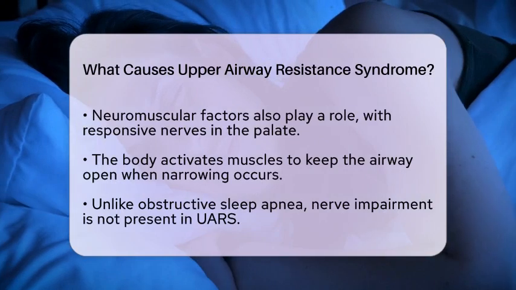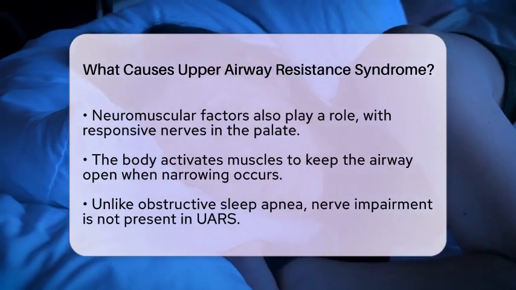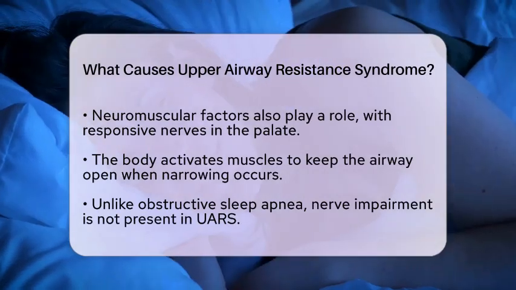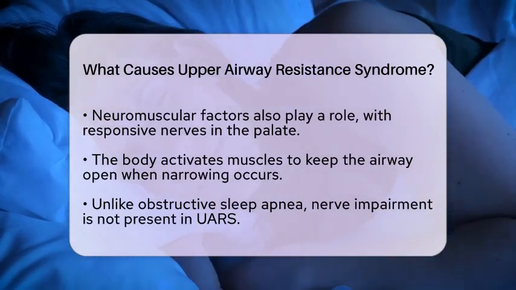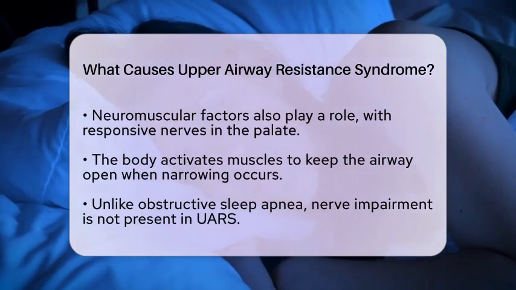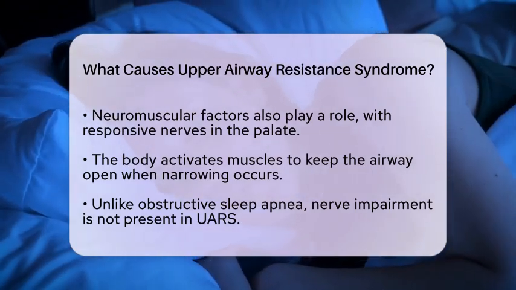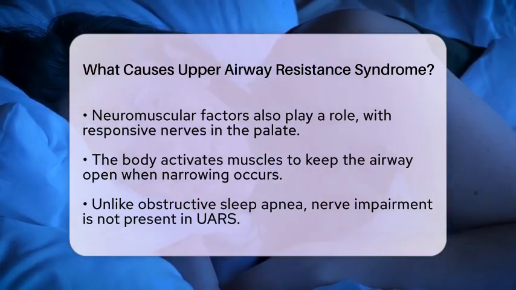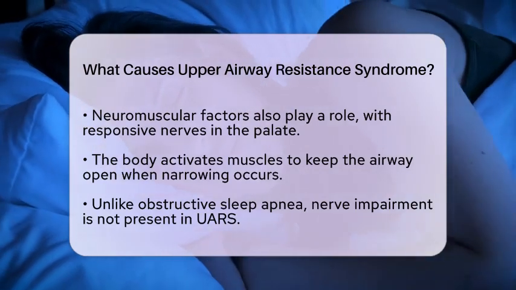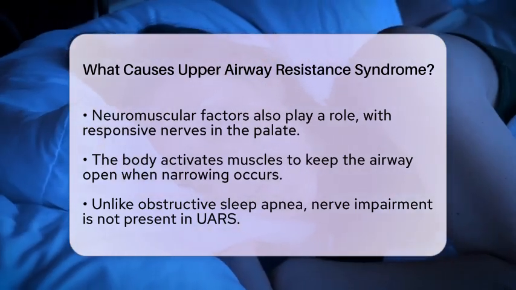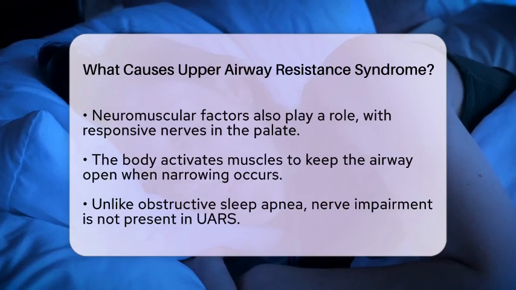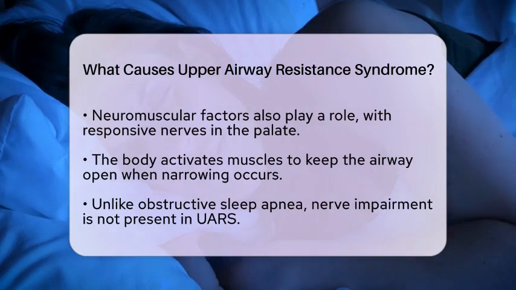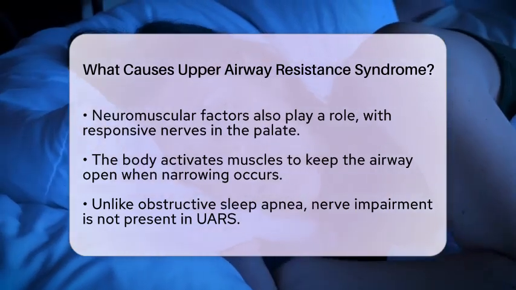Neuromuscular factors are also important. In upper airway resistance syndrome, the nerves in the palate remain functional and responsive. This means that when the airway starts to narrow, the body can detect this early on. It activates muscles, such as the genioglossus, which helps keep the airway open. This response is why upper airway resistance syndrome involves increased resistance without complete obstruction. Interestingly, the nerve impairment seen in obstructive sleep apnea is not present in upper airway resistance syndrome. The exact reasons for this difference are still being studied.